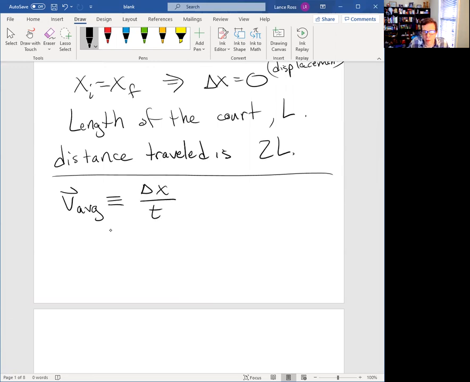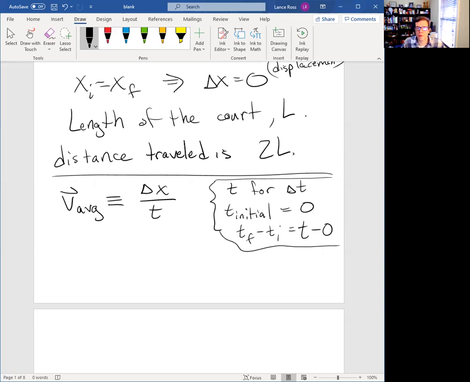And a note on notation here. We use T for delta T because we assume that the initial is 0, right? So when I take T final minus initial, that's my T of interest minus 0, and we just get T, right? So that's just a note on notation. You'll almost always see T used when you're actually talking about a time interval. If you're talking about multiple processes, you may see different times, and you need to remember that you use the time interval.